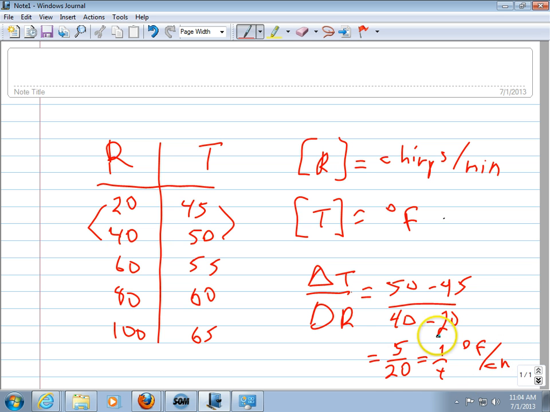Okay, so if the chirp rate increases for, where is my pen? This is hard not to do with multi-touch.